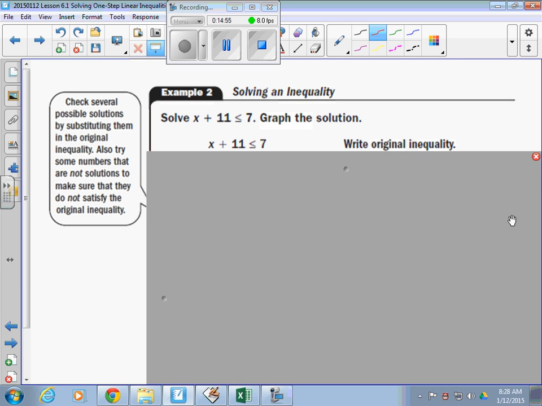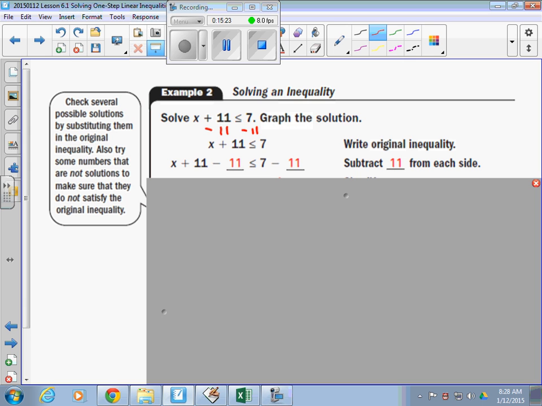Here's example number 2. We'll go quickly through these because they're real simple. Notice out to the side it says check several possible solutions to see if your answers are true or not. Solve x plus 11 is less than or equal to 7. You want to undo plus 11, just like as if it was an equation. You subtract 11 on both sides.